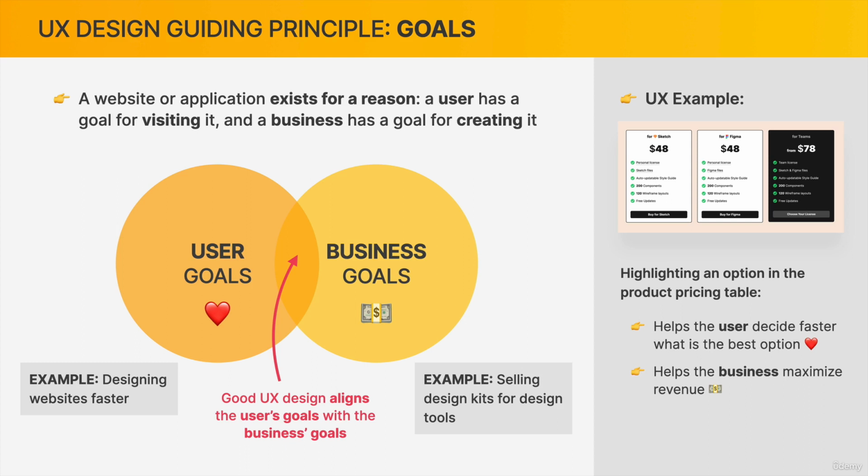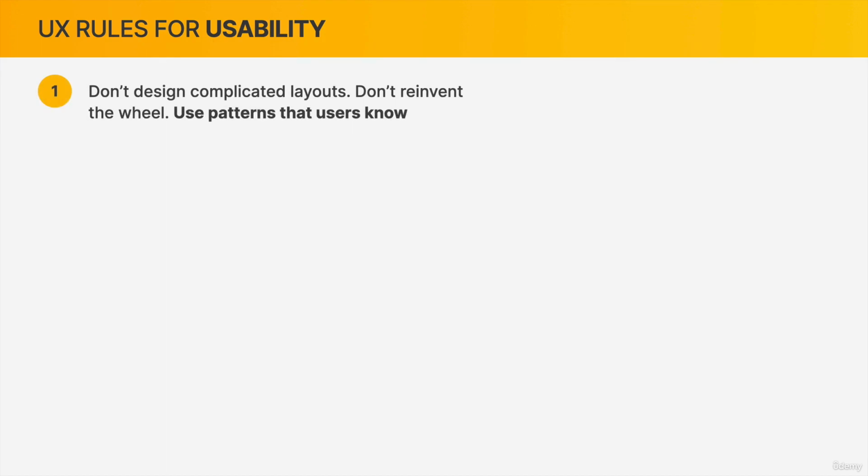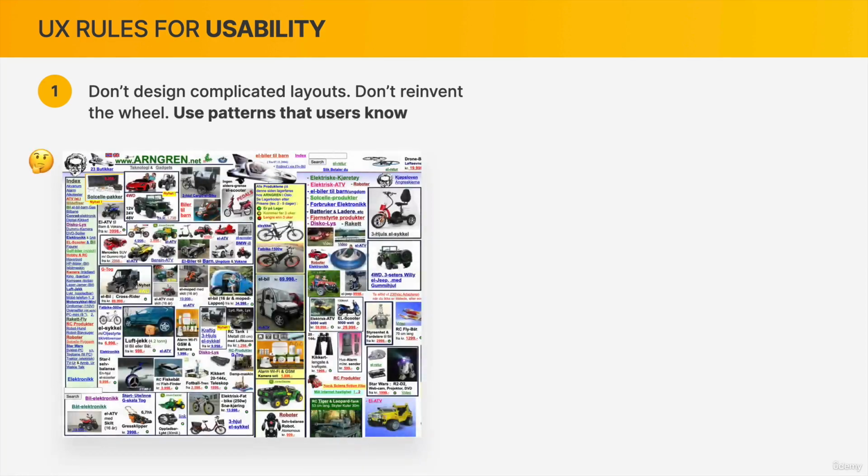But anyway, I think this is enough theory on UX and UX design, and so let's now go over some practical UX guidelines that had no real place in previous lectures. And the very first one is that you should not create overcomplicated layouts. So there is no need to reinvent the wheel like this, for example.